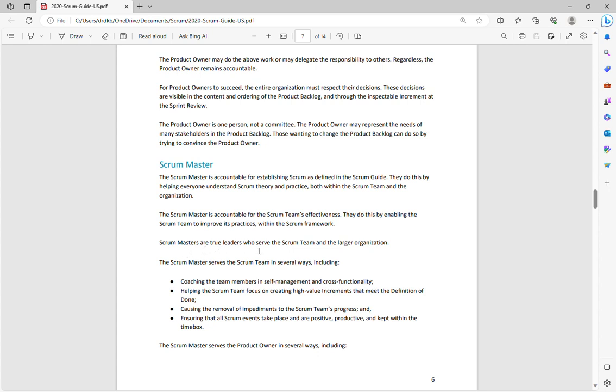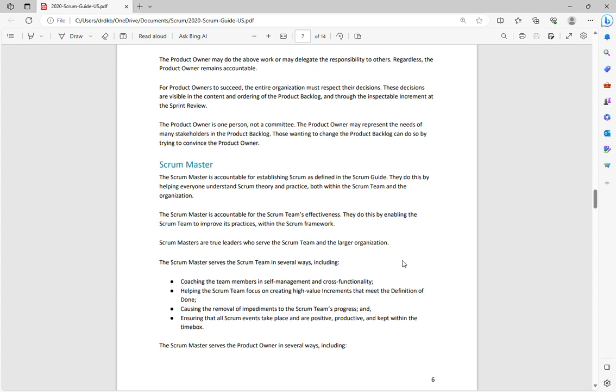Now, Scrum Masters are true leaders who serve the Scrum team and the larger organization. The Scrum Master serves the Scrum team in multiple ways: they participate in the meeting and capture the feedback during the sprint reviews. And in the sprint retrospectives, the Scrum Master notes the areas for improvement and action items for future sprints. They also administer the scrum boards and ensure that all the stories are up to date. They also conduct one-on-ones with the stakeholders, product owners, and the team whenever needed.